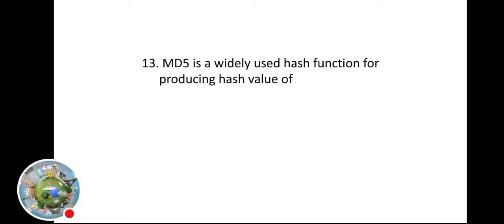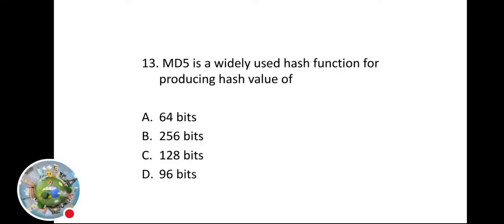Question number 13. MD5 is a widely used hash function for producing a hash value of: 64 bits, 256 bits, 128 bits, 96 bits, 32 bits.